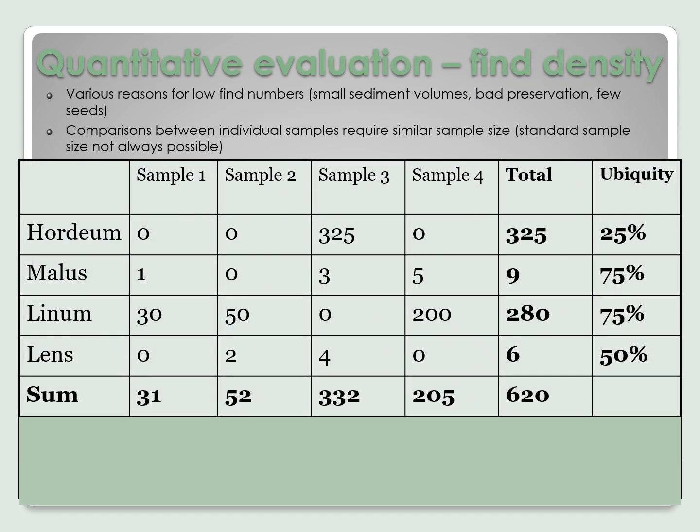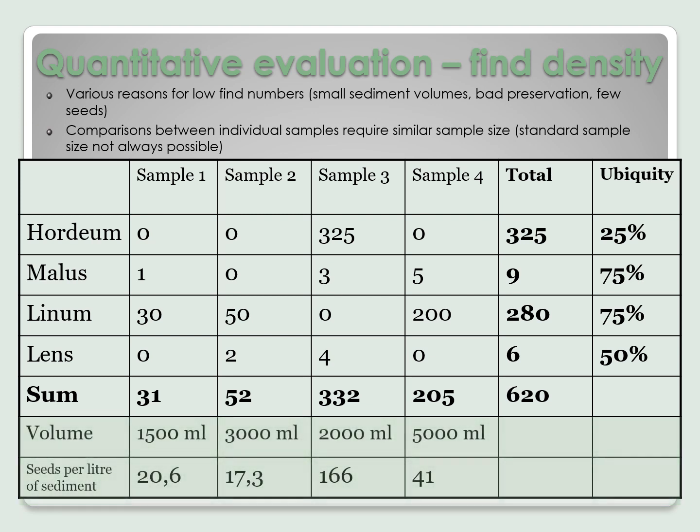Comparisons between individual samples are only possible if they are similar in size. The reason for low find numbers may be originally few remains that have been deposited, bad preservation, or small sediment samples. To exclude biases through small sediment volumes, there are standard sizes for archaeobotanical samples. However, during excavation, it is not always possible to sample equally sized sediment volumes. Therefore, the measure of find density is applied by calculating the number of finds per liter sediment.